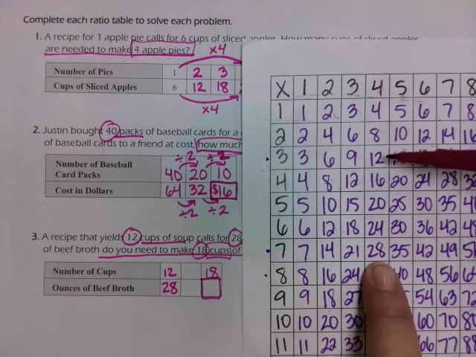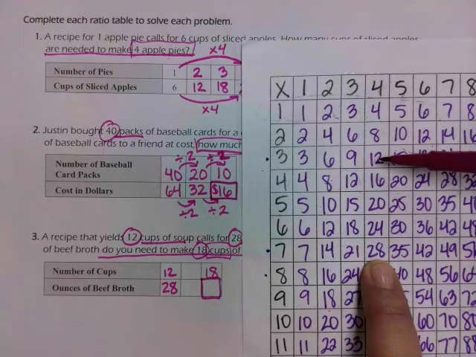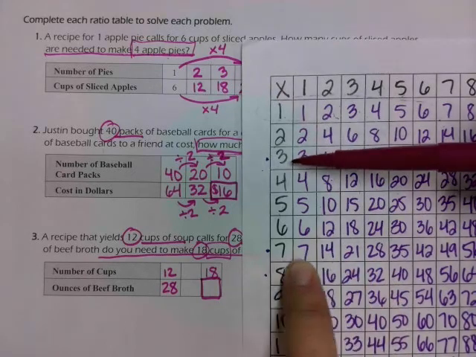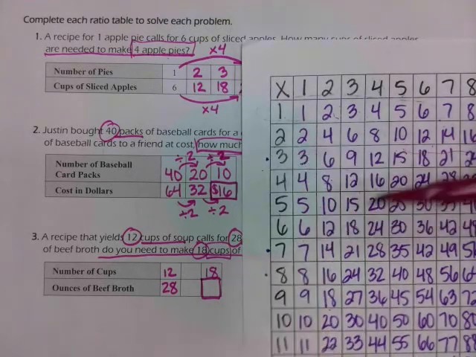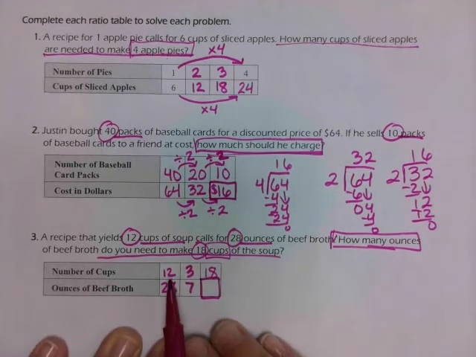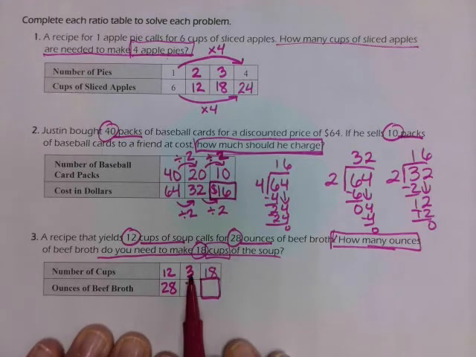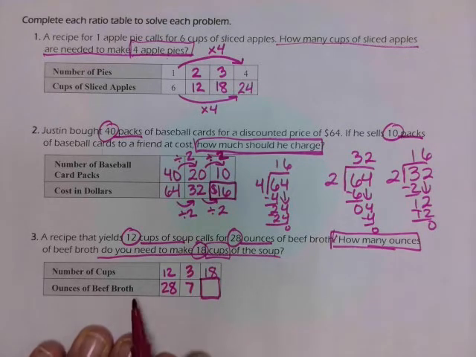So here, the only place I see it is right here in the 4 column. I've got 12 and 48. They're very spaced out, but that's okay. They're on top of each other, and it doesn't appear closer anywhere else. So to reduce this, we're just going to move all the way over, and we get 3 over 7. So an equivalent ratio to this recipe, 12 cups for 28 ounces, would be 3 cups and 7 ounces.